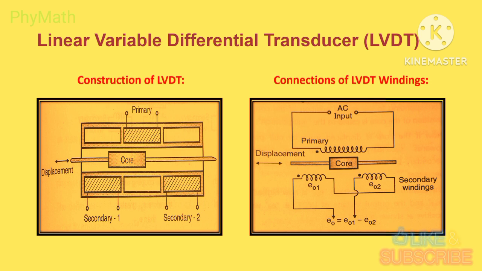The two secondary windings are connected in series opposition. The second figure, the connection of LVDT windings, shows the connections of the two secondary windings. Since they are connected in series opposition, the voltages induced in these windings are of opposite polarities, and the output voltage is given by EO equals EO1 minus EO2, where EO1 is the EMF induced in secondary winding 1 and EO2 is the EMF induced in secondary winding 2.